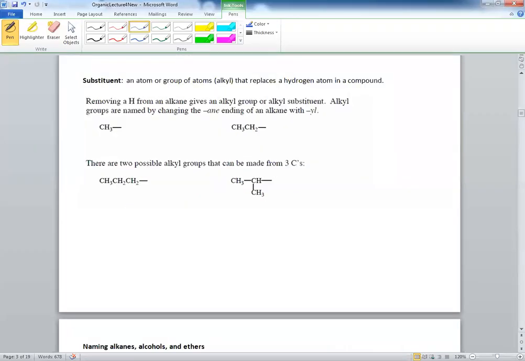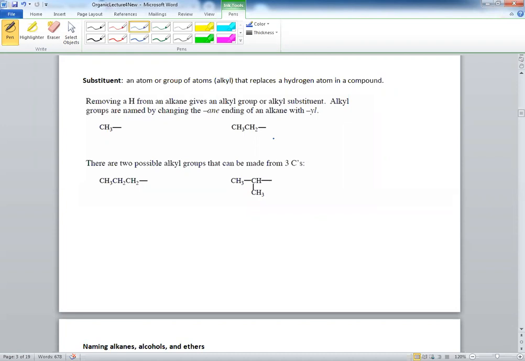So here's another definition that you need to remember in organic chemistry 1, 2, even biochem. It's the word substituent. So it comes from substituting. You will hear us using it all the time. Substituents, substituted. All of these terms overlap. A substituent is an atom or group of atoms, like an alkyl, that replaces a hydrogen atom in a compound.